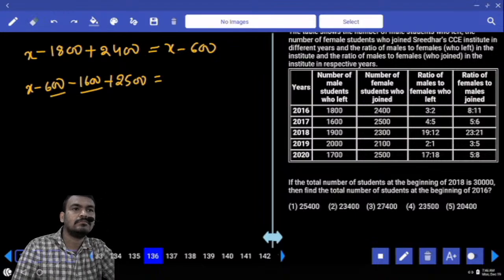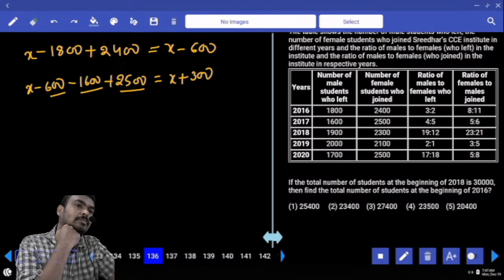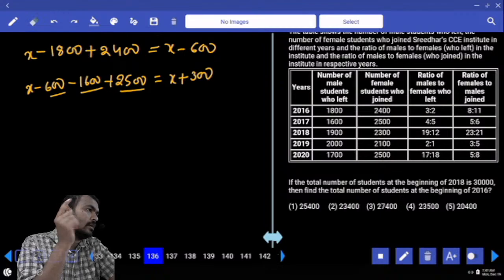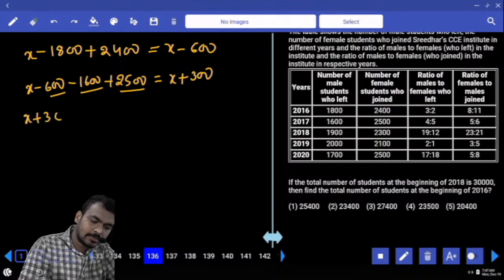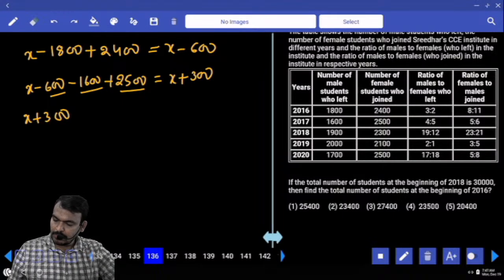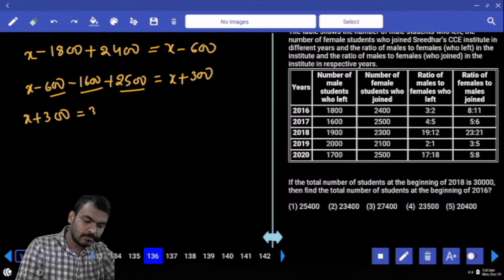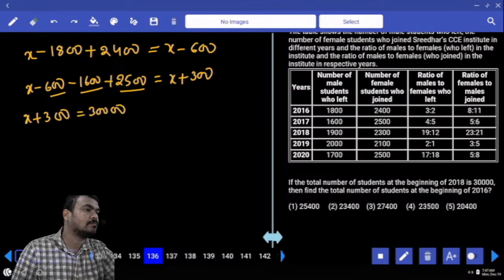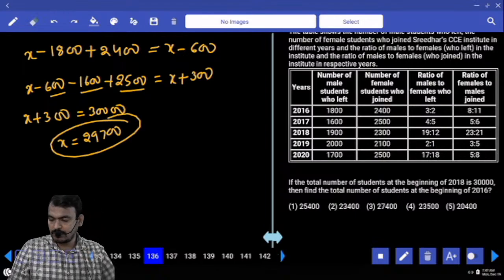1600, 600. 2200. 2500 and 2200. Difference is 300. Then we return X plus 300. That is which year ending value? 17 ending value. It is also equal to 18 starting value. What is the starting value in 2018? X plus 300. And here the number of students in the beginning of 2018 is how much? 30,000. That is equal to how much value? 30,000. Yes sir. Then X equal to how much? 29,700. X means which year beginning value?